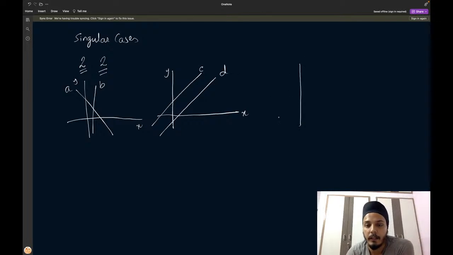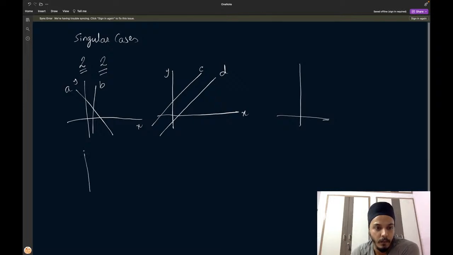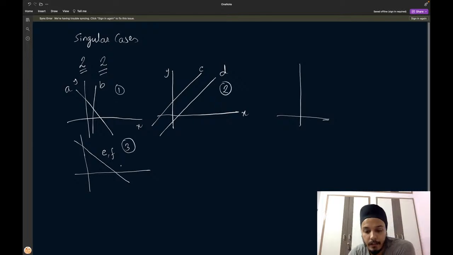Now let us take our third line of equation. So let me draw it here. So let us call it E comma F. So both the lines are the same here. So we have three cases. This is our first case, this is our second case, and this is our third case.